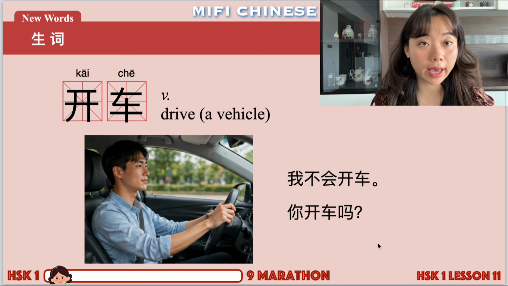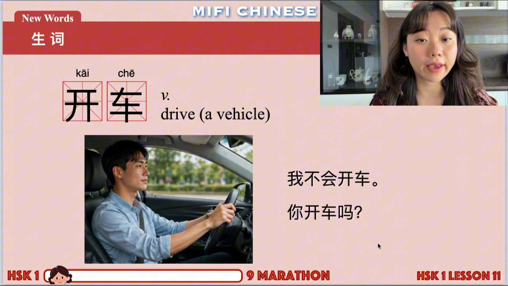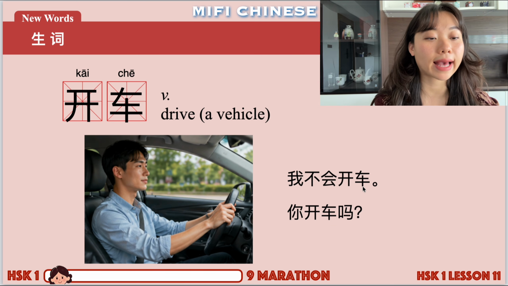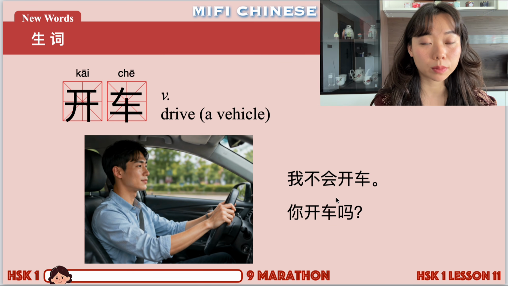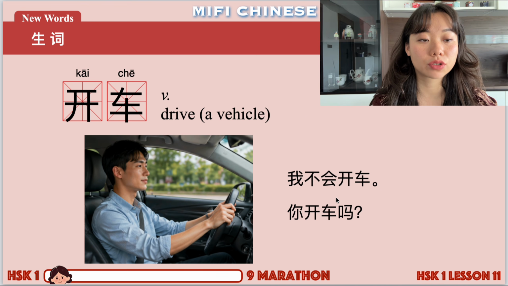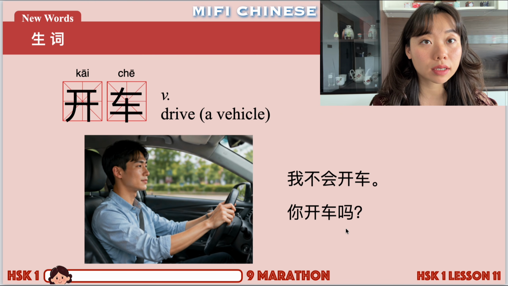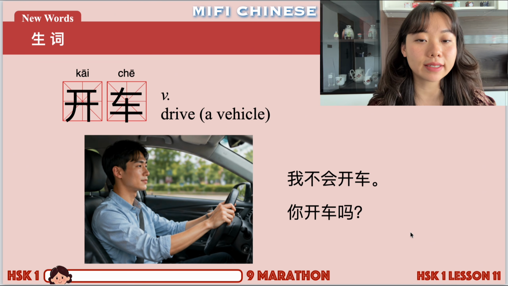Next word, 开车. 开车, to drive a car, drive a vehicle. Right? For example, 我不会开车. What does 不会 mean? I cannot drive, or I don't know how to drive. And then, 你开车吗? Do you drive? Okay.